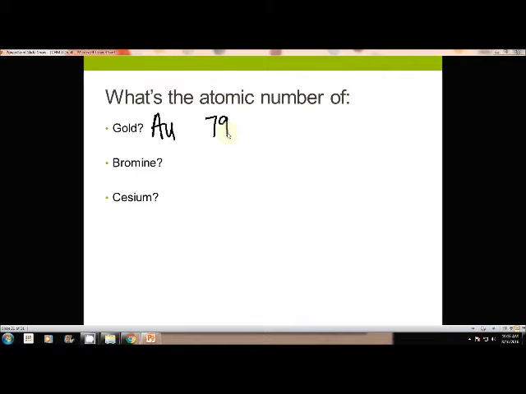Bromine is our next one. Bromine is located on the right side of the periodic table, in the second row from the right, middle way down. Symbol is Br, and it has an atomic number of 35.